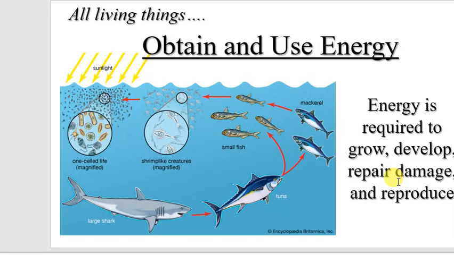So all organisms must be able to obtain and use energy. So energy is required for virtually all processes to occur, whether it's growth, development, reproduction, etc.